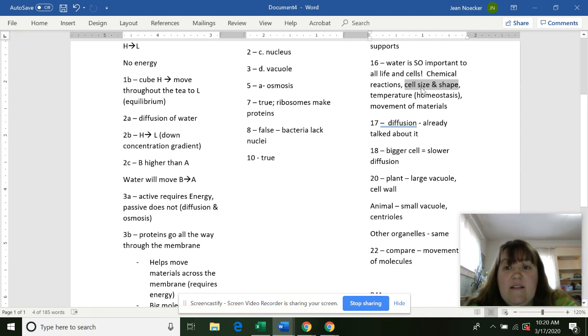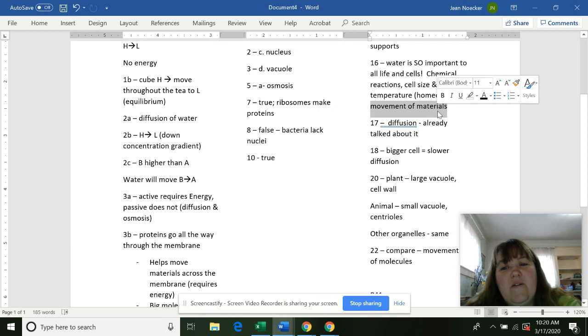Especially in plant cells, water fills the vacuole and really helps it keep its shape. And it does the same in animal cells, just not as drastically through one organelle. Water also helps maintain your temperature, maintain homeostasis. Homeostasis also in like your blood pressure and the amount that you pee.